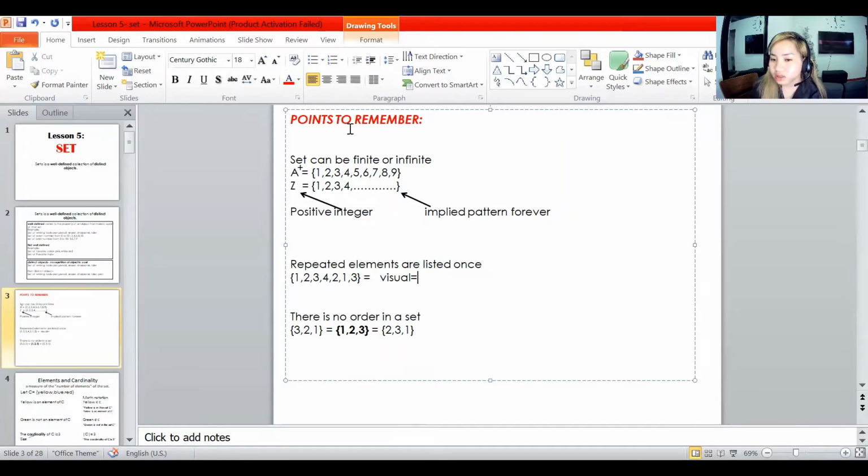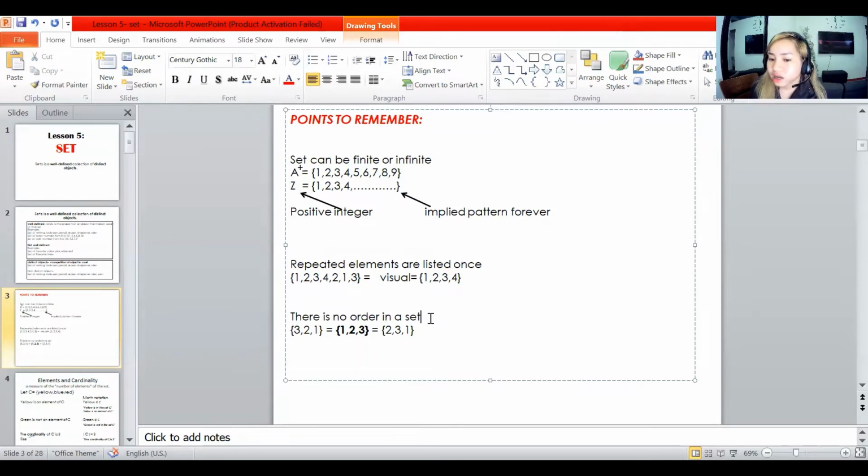Pero sabi natin dyan, points to remember, repeated elements are listed once. So, kailangan po lahat ng elements is isang beses lang nililist inside the set. So, we have 1, 2, 3, and 4. Ayan lang po yung elements inside the set po. Hindi po natin nilagay yung tigdadalawa. So, as 1 lang po siyang nilalagay sa set.